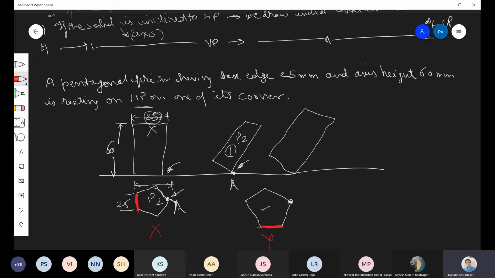So if the condition is given in the question that this edge should be horizontal or this edge should be vertical, then depending on that we will either draw x or we will draw y.